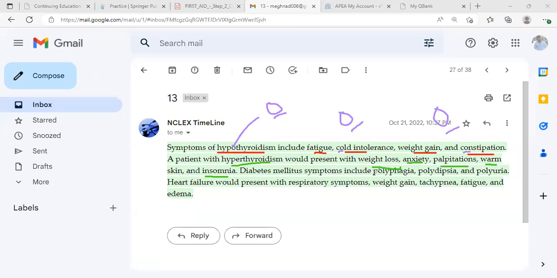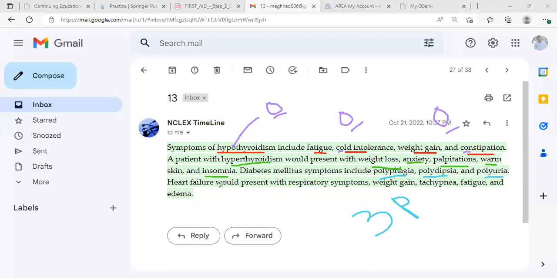Every exam gives some questions from hyperthyroidism or hypothyroidism. You have to know. Diabetes mellitus symptoms include polyphagia, polydipsia, and polyuria. You see, easy to remember, 3 P's. One P for polyphagia, which means eating too much. Polydipsia, feeling thirsty always. And polyuria, too much urine.